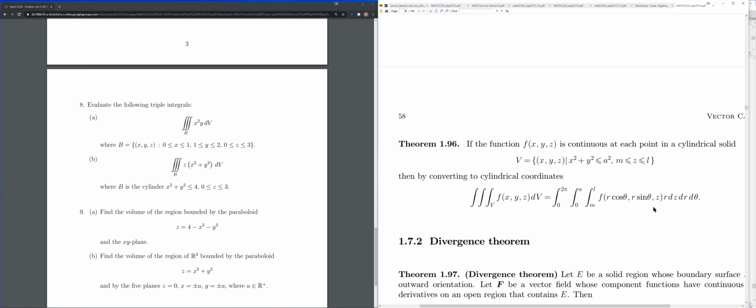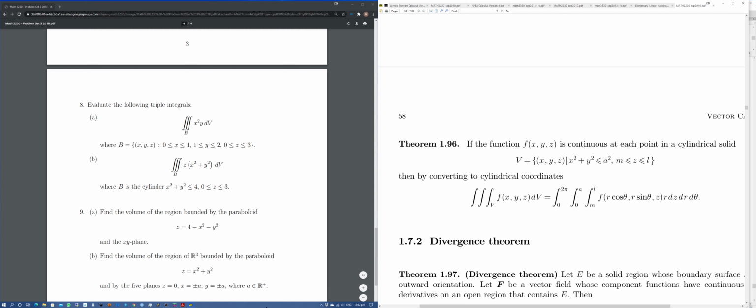Here the z limits are L and M, the r limits would be A and 0, and the theta limits would be 2 pi and 0, right? So the conversion process over here is I need those limits for the r, theta, and the z, and I just found them.